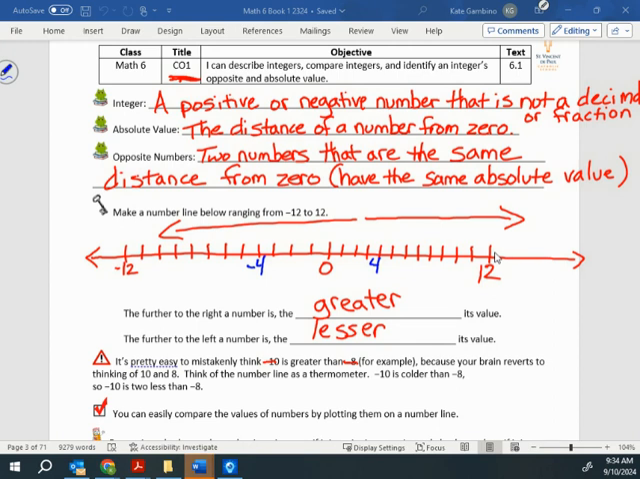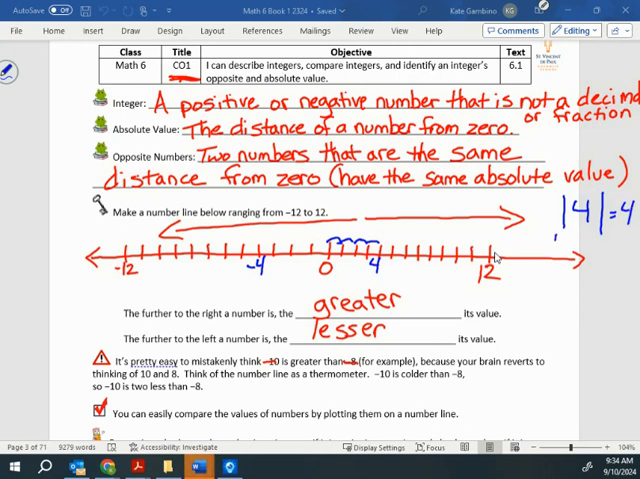what is the absolute value of my 4? Adeline? 4. Because we count back to get to 0, it's 1, 2, 3, 4. So we show absolute value by a line in front and a line behind the number. When we say, what's the absolute value of 4? That equals 4.